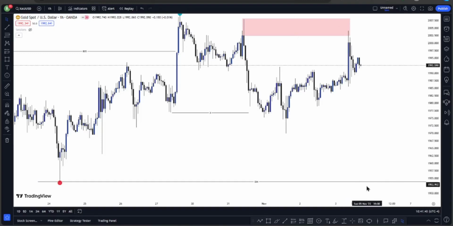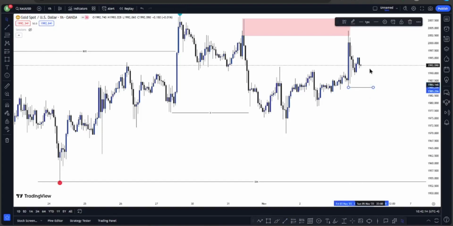Remember, this 1 hour inducement has to be taken out before price can do anything. Without this inducement being taken out, price cannot do anything. So now, right here, for this POI to hold structure, we want to see chalk taking place. And where is the chalk here? The chalk will be here when this low is taken out.